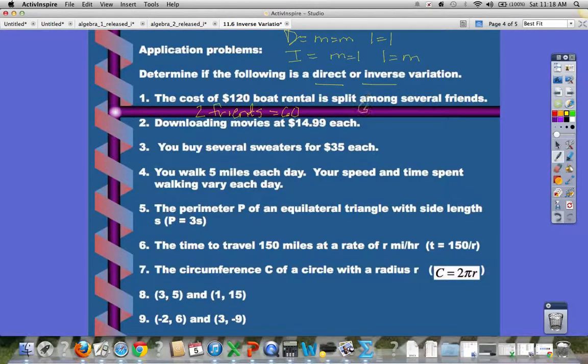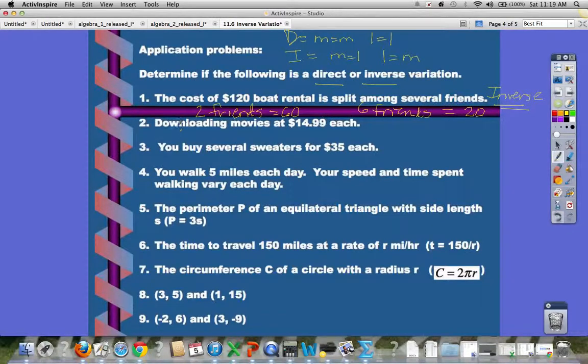But if we have 6 friends, that would equal what? 120 divided by 6 is 20. All right, so with 2 friends you have to pay $60, and with 6 friends you have to pay $20. So which one is this? Is this a direct or inverse? Well, this one means the more people that are going, the less money you have to spend each person. So this is definitely an inverse variation. The more people that go, the less money you have to pay.